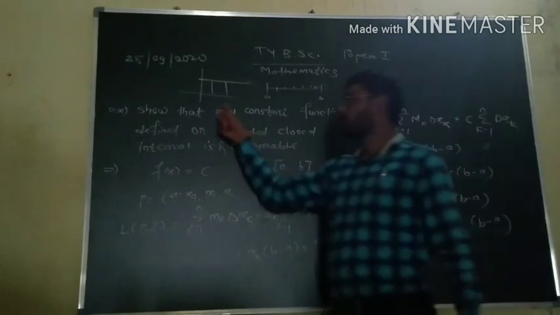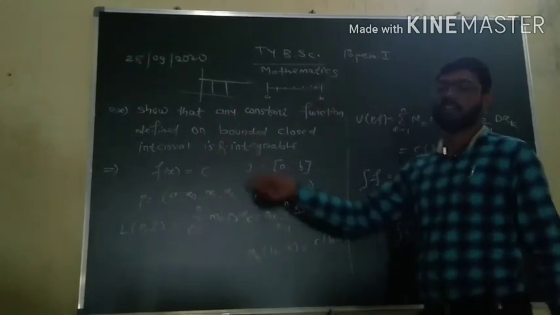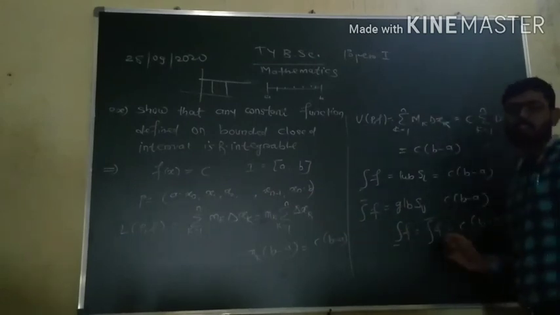This implies this constant function is Riemann integrable, and its Riemann integral is c into b minus a.